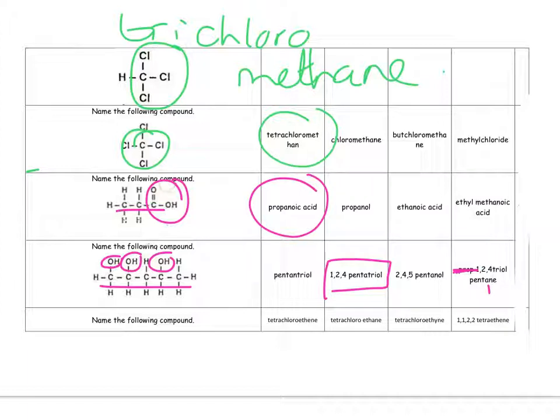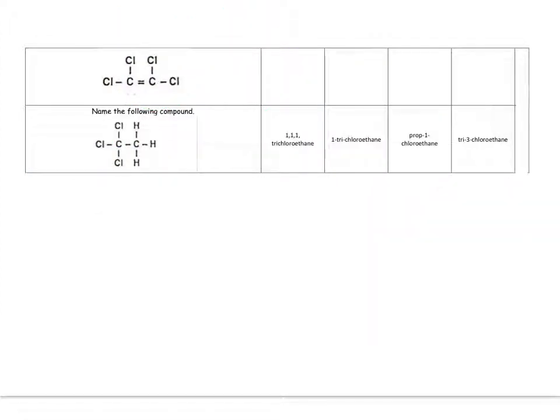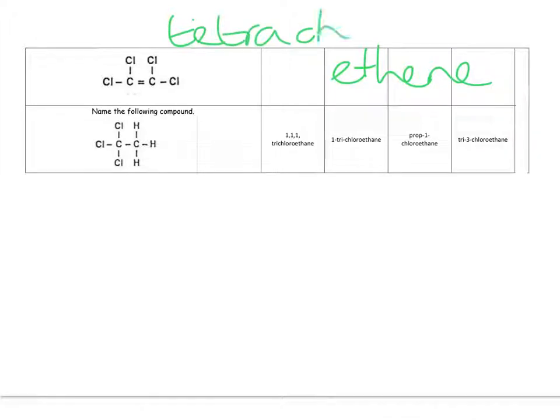Then we've got another naming. Here we've got a double bond, so it's going to be ethene, as there's 2 carbons, and there's 4 chlorines, so it's tetrachloroethene.